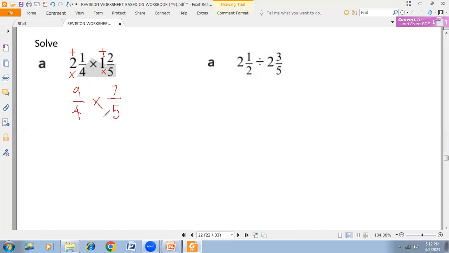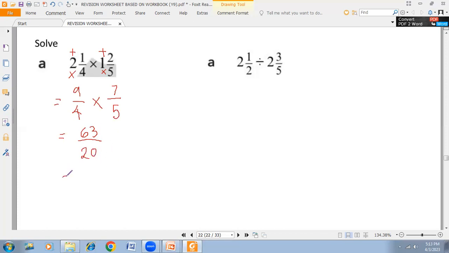Okay, let's see if anything can be cut to simplify. So 9 and 4 cannot, 7 and 5 cannot, 9 and 5 cannot, 7 and 4 also cannot, so we have to directly multiply. So on top, 9 times 7 is 63, over 4 times 5, 20. So 63 divided by 20.